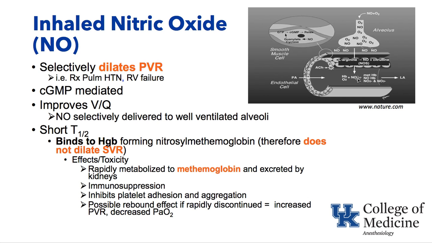Other side effects of nitric oxide, other than methemoglobinemia, are immunosuppression and inhibition of platelet adhesion and aggregation. It's also not usually wise to turn off nitric oxide from relatively high levels to totally off in a short period of time, because a rebound effect can occur. For example, if you're at 40 parts per million and shut it off, you could get an increased pulmonary vascular resistance and decreased PaO2 as a rebound effect.